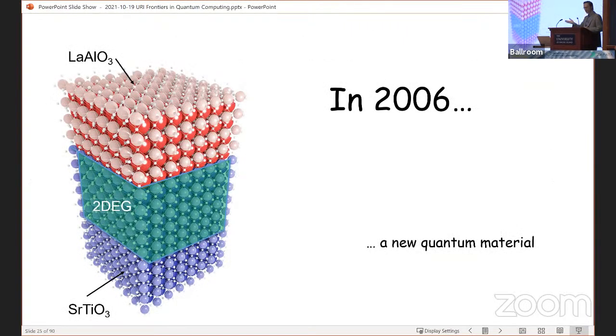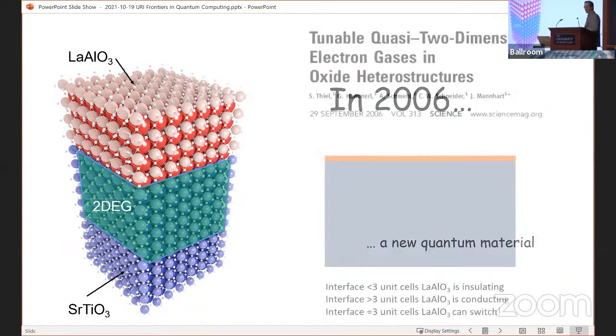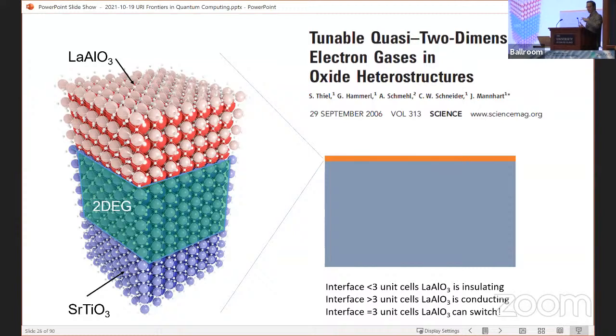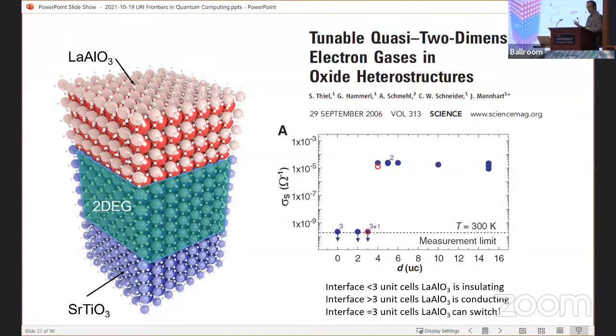So in 2006, I was presented with a new quantum material. It was actually through physical travel that I was talking with a group that had made this really interesting discovery. These are two insulating materials where the interface between them could be either insulating or conducting, depending sensitively on how many unit cells of this very thin top layer of lanthanum aluminate. So the insulator plus insulator gives you a conductor, but even more than that.